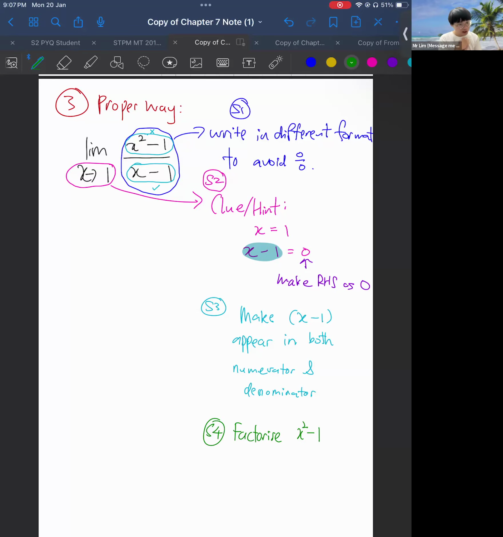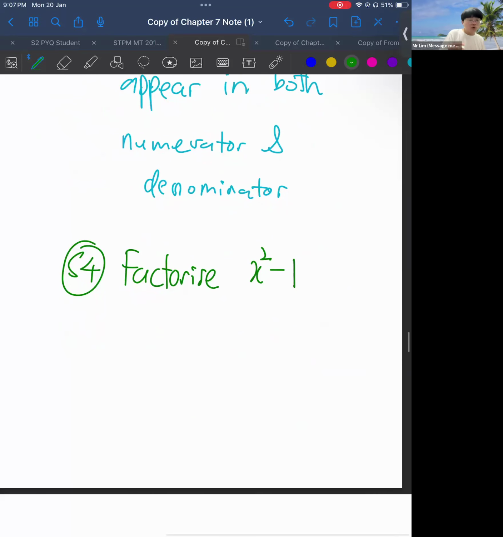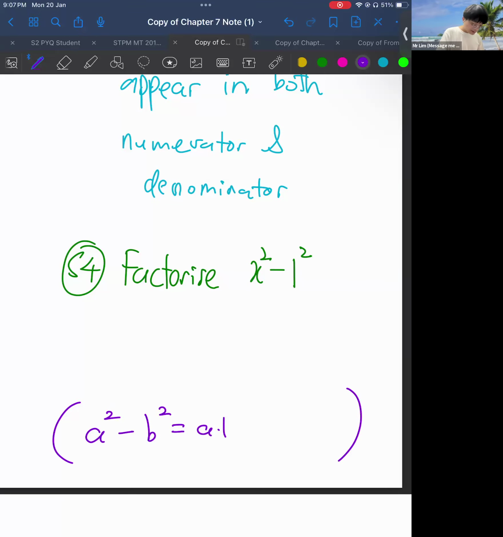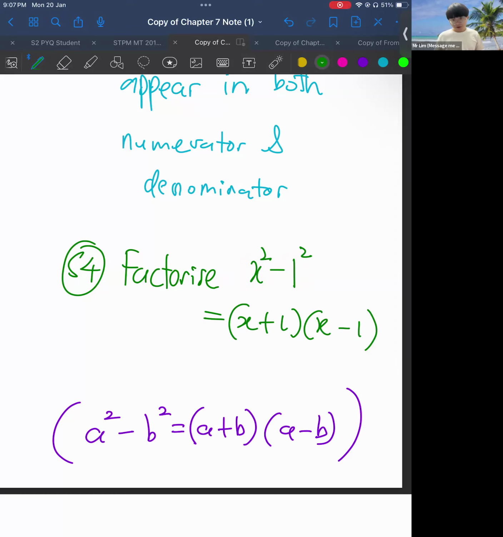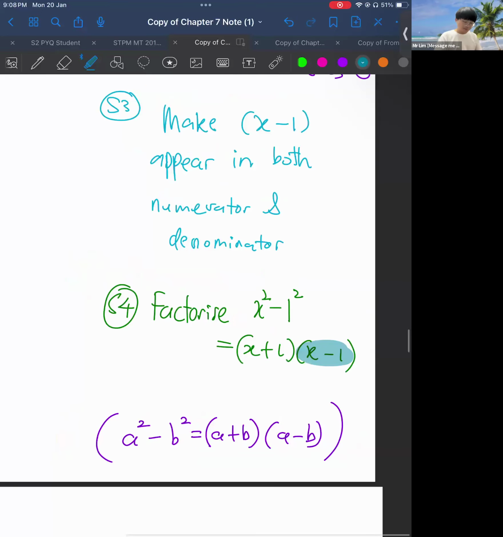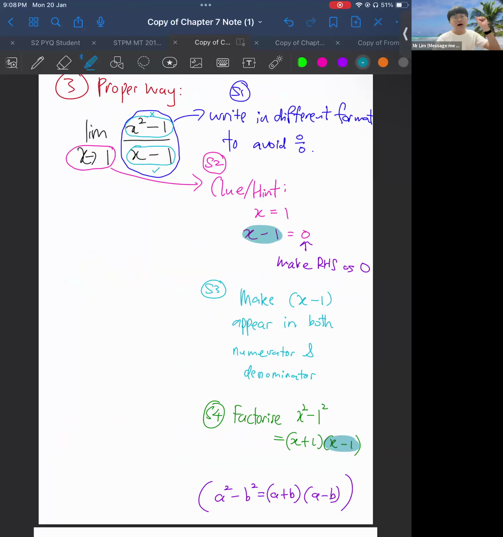I think this one is okay for you. x squared minus 1. You learned how to factorize this in your semester 1. The easiest way is to use a squared minus b squared, which equals (a plus b) multiplied by (a minus b). So if you use this, a is your x, b is your 1. You factorize to get (x plus 1)(x minus 1). If you factorize, you see x minus 1 now. I'm happy because I have reached my goal. Some of you get the idea already. Let's proceed. Step 4, you already factorized this one. Now let's substitute back into our equation. Step 5, you can start writing.